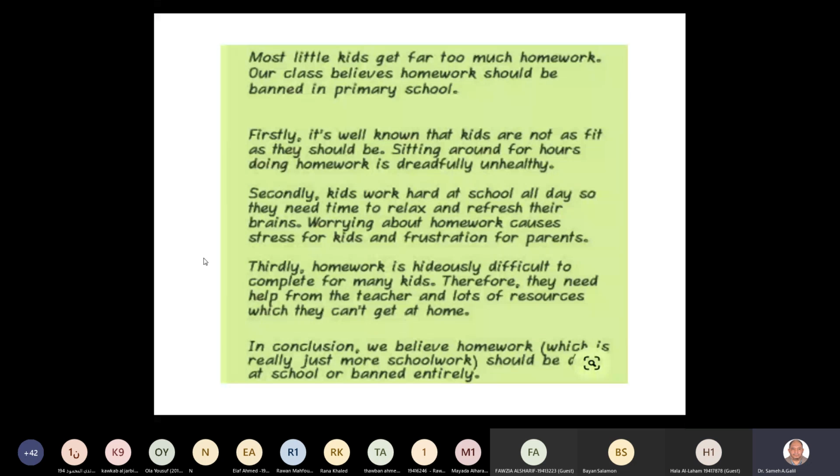Do we have Ola still? Ola, are you still there? Yes, doctor. Did you read the essay? Yes. Do you like it? Yes. Okay. If you're a teacher, would you still give too much homework or what?